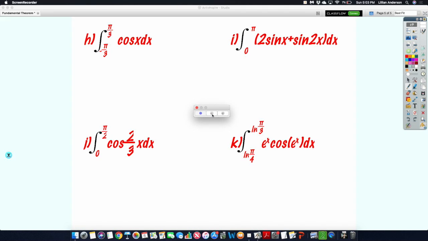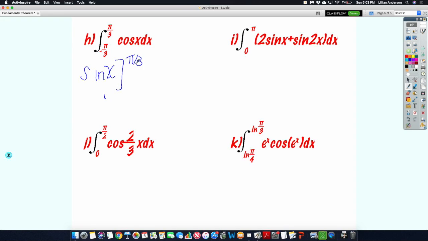So we know that the antiderivative of cosine x is going to be sine x, and we're going to evaluate that from negative pi over 3 to positive pi over 3. And just as we saw before, we can plug in the upper bound, subtract from when we plug in the lower bound. Okay? The sine of pi over 3, using our knowledge of the unit circle, is going to be the square root of 3 over 2.